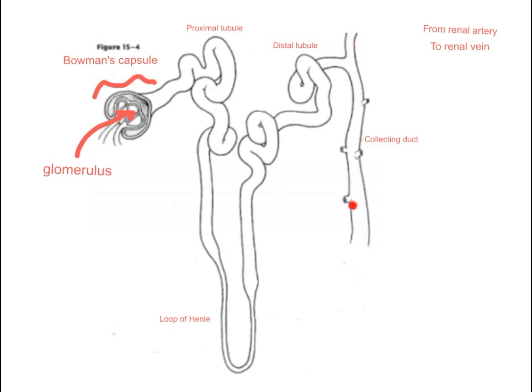the blood, which is basically now urine, and it will sort of deposit that stuff into the renal pelvis and eventually out to the ureters and into the bladder.